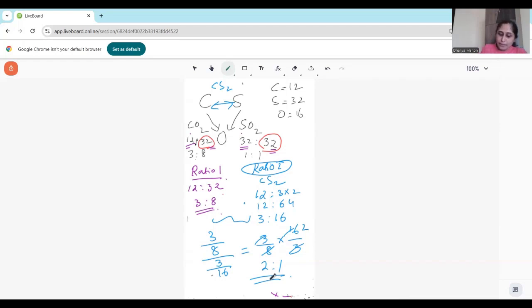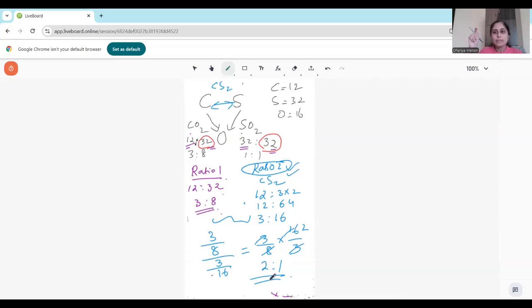then the ratio in which they combine with oxygen, that is ratio number 1, 12:32, bears a simple whole number ratio when they themselves combine. That means CS2, when carbon and sulfur directly combine, that is ratio number 2. So ratio number 1 and ratio number 2 is a simple whole number ratio.